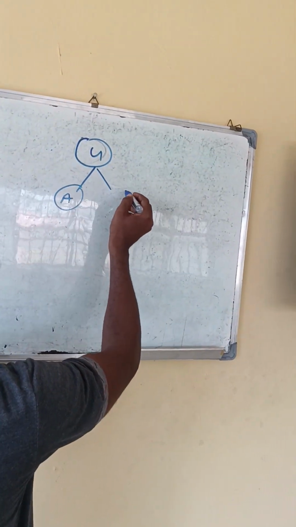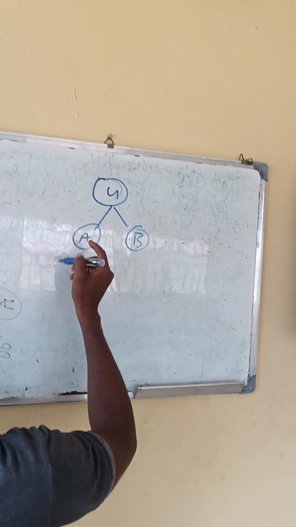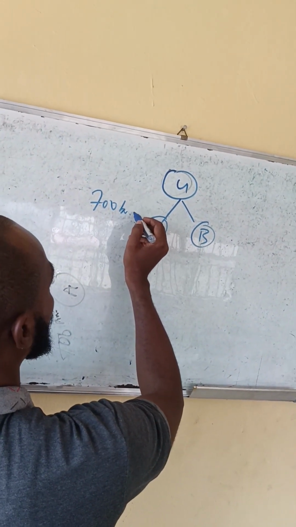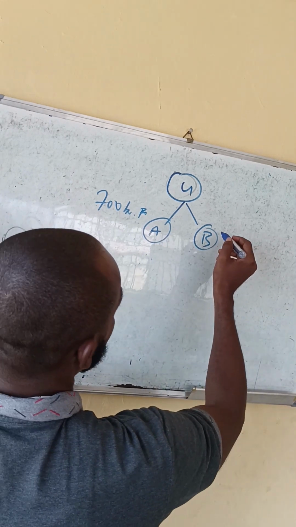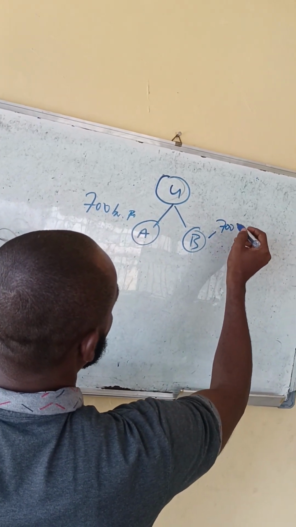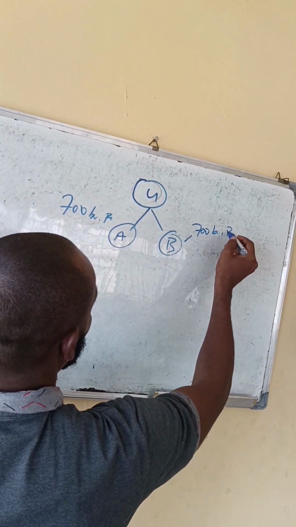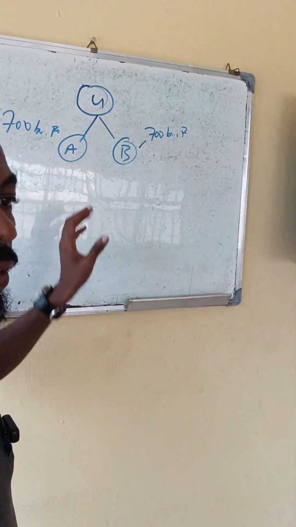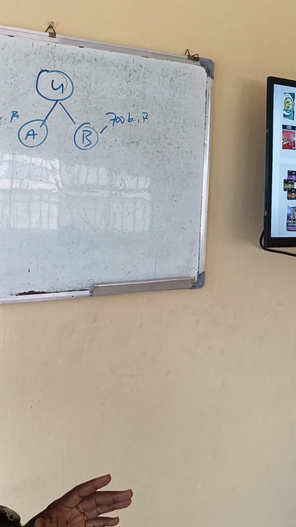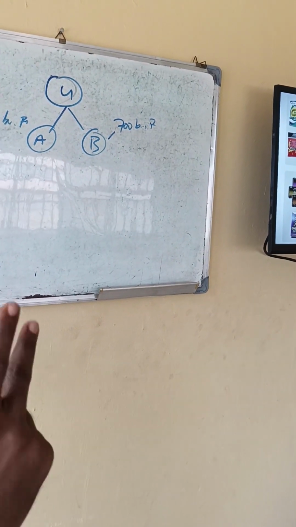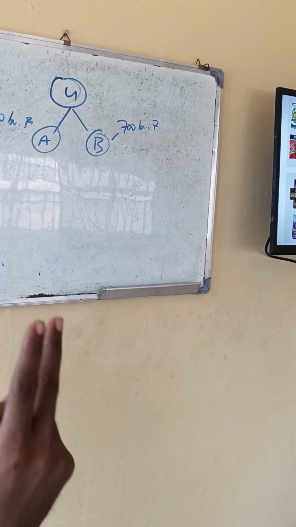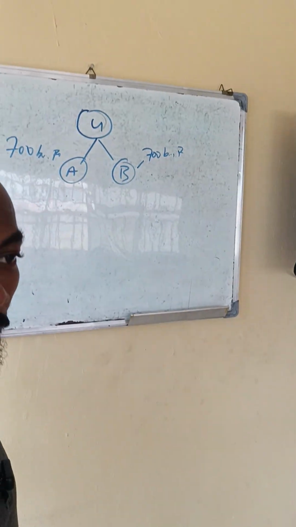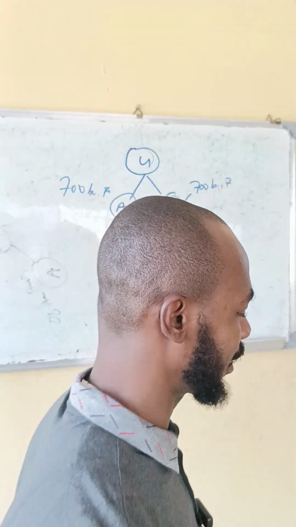So we said that Mr. A equals 700 binary points, while Mr. B also equals 700 binary points. So understand that it is one account that gives you 700 binary points. One account. Two accounts equal 1,400 binary points. Alright?